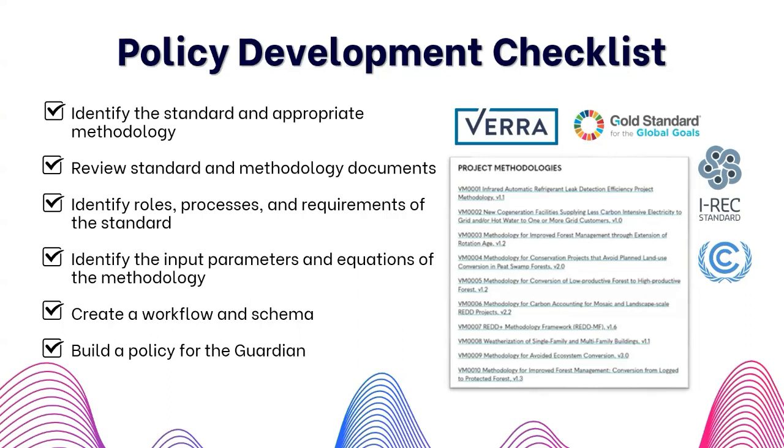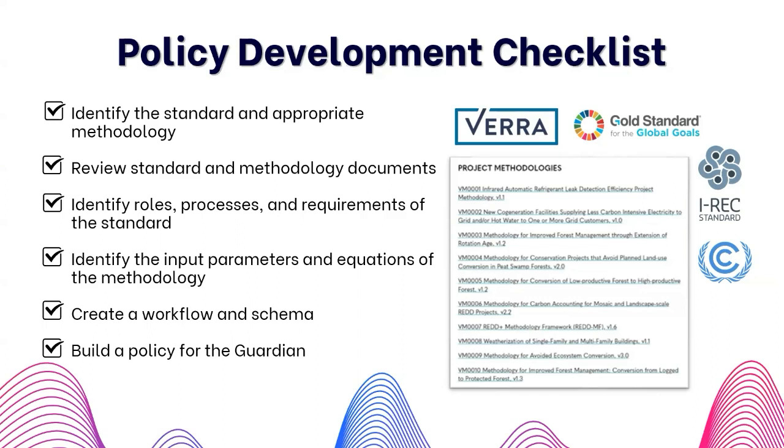Step 4 is to identify input parameters and equations. You want to understand the specific input parameters and equations used in the methodology. These will be essential for accurately calculating and reporting the correct values. If you're using a policy in our open source library, then these equations will just need to be filled out using our forms in order for them to be auto-calculated. However, if you're creating one from scratch, you want to make sure that you're using something to map out those equations. So maybe it's in Excel, and we do have a template available that I can show you where you can download that and use it as a guide for everything that's going to be needed in order to create the policy for the Guardian.